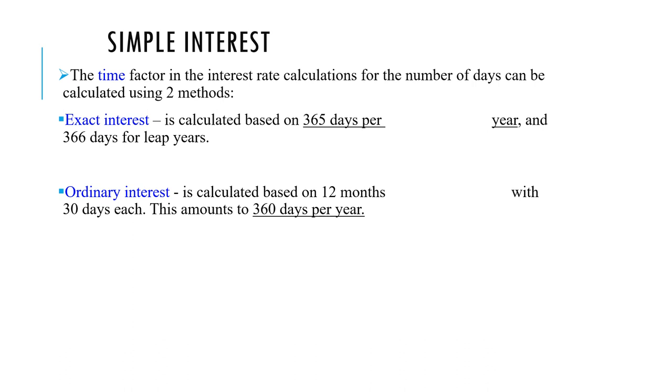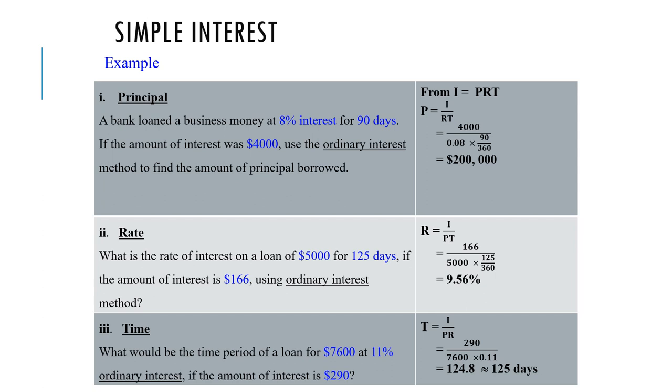All right. So let's look at an example here. If you look at this table, which is also in your manual, a bank loaned a business money at 8% interest for 90 days. 8% is your rate, 90 days is your time. If the amount of interest was 4,000, if your I is 4,000, use the ordinary. When you see ordinary, what does that tell you? I'm talking about 360 days. So if you look at the formula, I equals to PRT. What do you want to find? Principal, right? So P is equal to I over RT. Can you see that? It's extracted from the I equals to PRT formula.